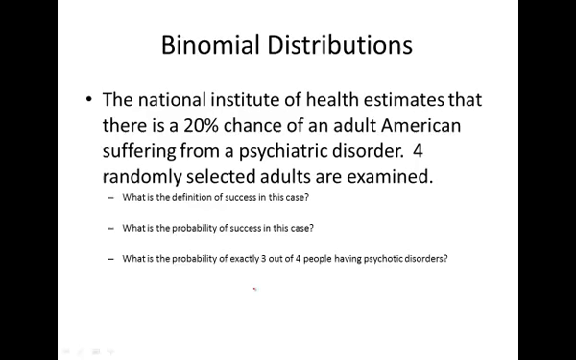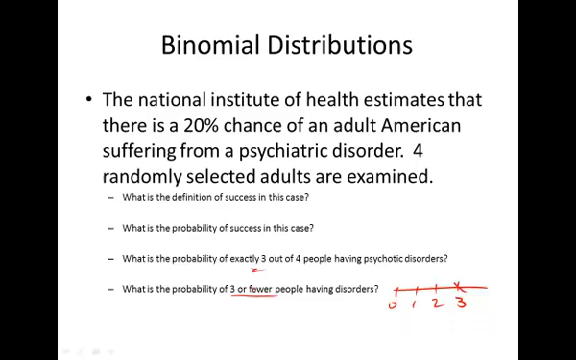What is the probability of exactly 3 out of 4? We just did that. What is the probability of 3 or fewer having disorders? 3 or fewer, once again, means 0, 1, 2, or 3. So again, you could either add those up, or you could use the CDF for that. All right. And that concludes the presentation.